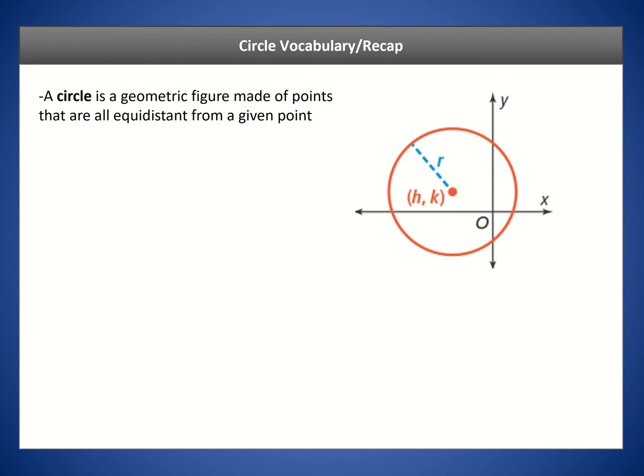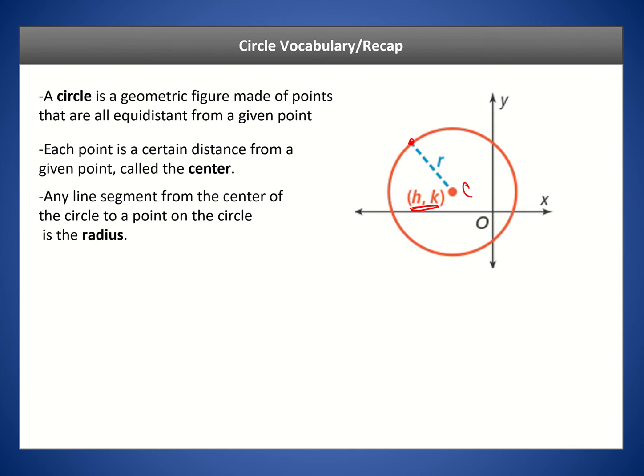So let's recall some of the circle vocabulary from last unit when we discussed the equations of circles. We described a circle as a geometric figure made of points that are all the same distance from a given point. This given point is referred to as the center. The distance that is the same from each point on the circle to the center is referred to as the radius. The center of a circle is usually given by the coordinates (h, k). Any line segment from the center to any point on the circle is the radius.